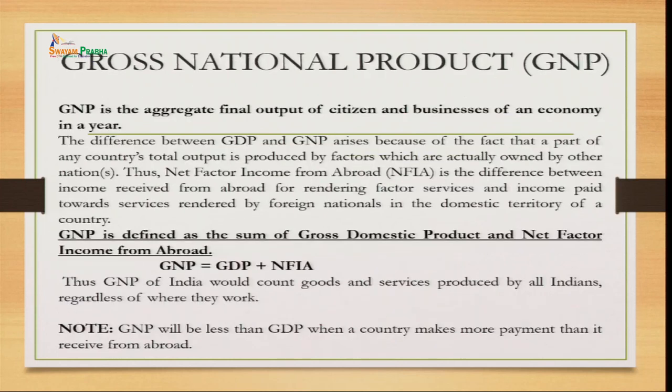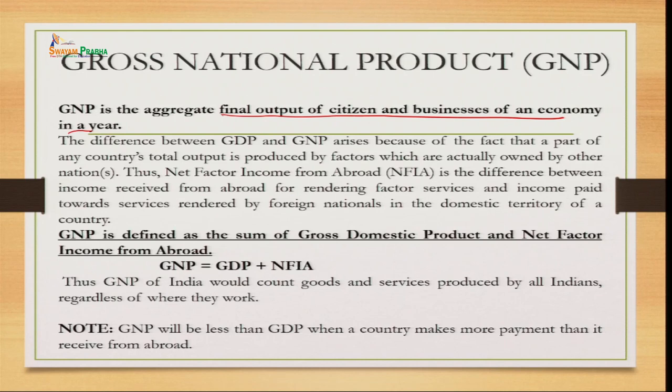Now, if you talk about GNP, what is GNP? GNP is the aggregate final output of citizens and businesses of an economy in a year, right? Within a year, whosoever is the citizen of the economy, the final output of the citizens and the businesses of the economy will constitute the part of GNP.